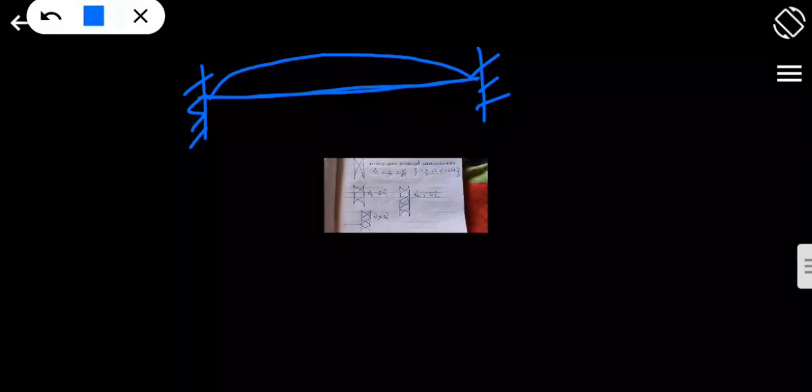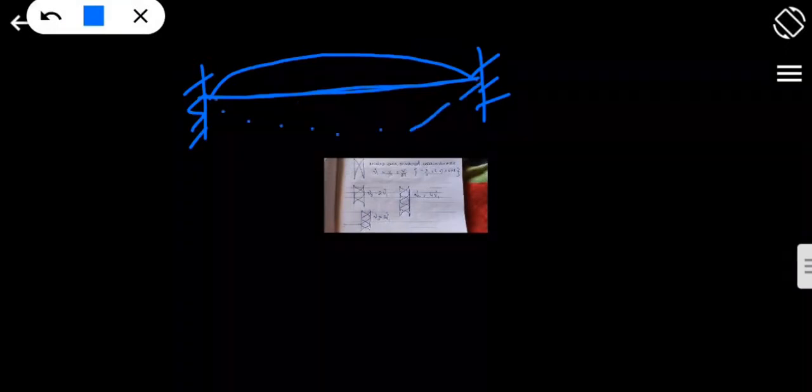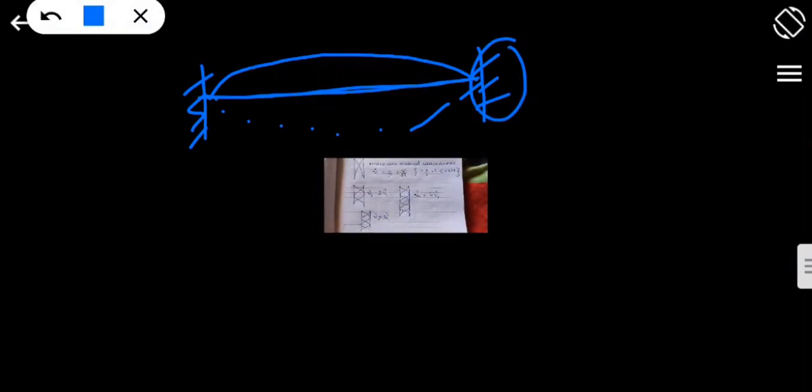There will be a reflection like this because this terminal is closed. So there will be a reflection of the wave. In the first instance the wave will travel full length like this, and it will return back from the end. So this is known as the first harmonic.